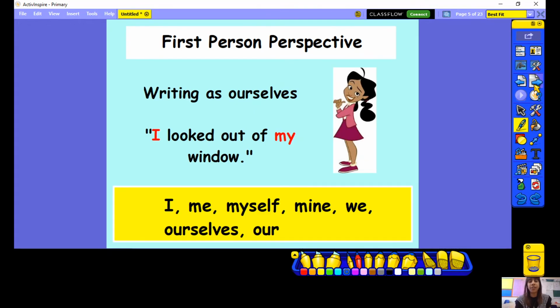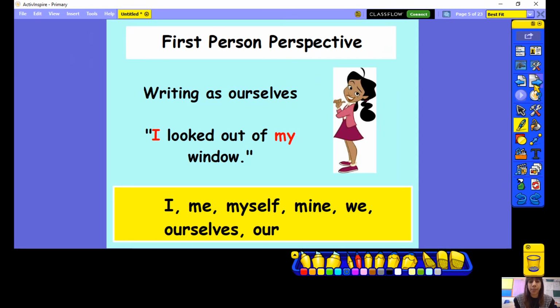So first we have the first person perspective. Now you have used this so many times in your writing, especially in year 2 and particularly in year 3 this year when you wrote your diary entries and also when you wrote your letters from Barney when he was at the camp when we looked at Stick of the Dump. And quite simply, writing in the first person means we are writing as ourselves. So for instance, I, meaning myself, looked out of my, belonging to me, window.